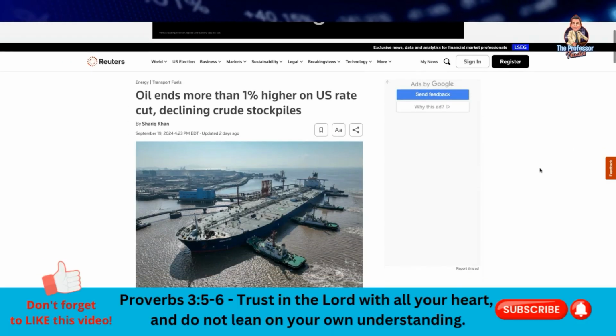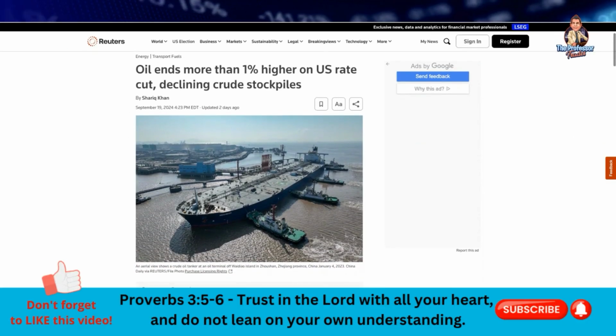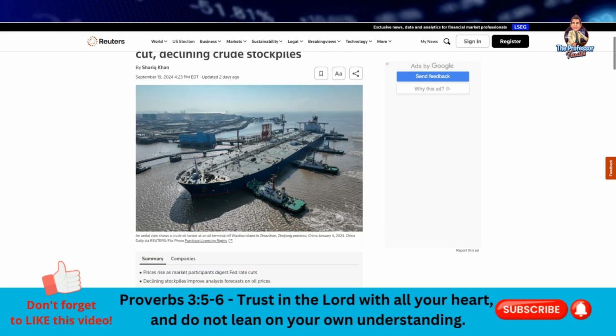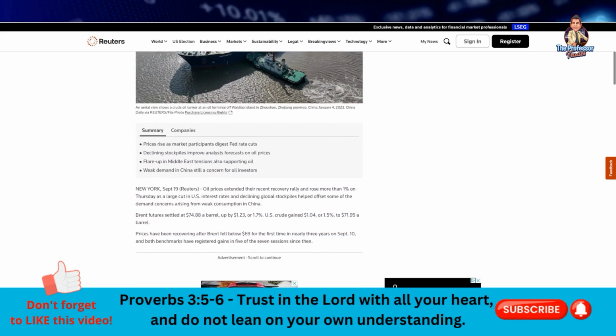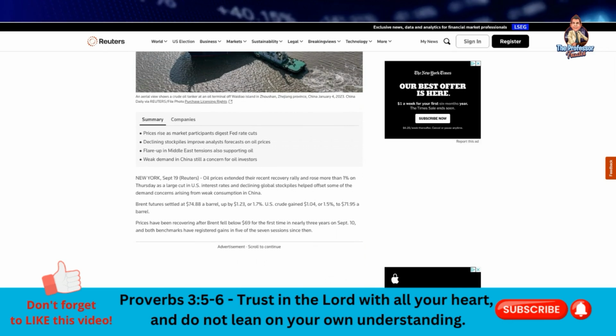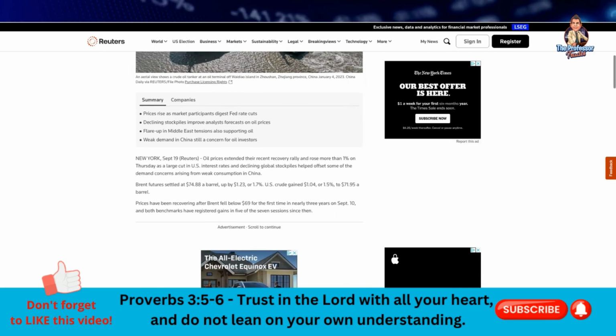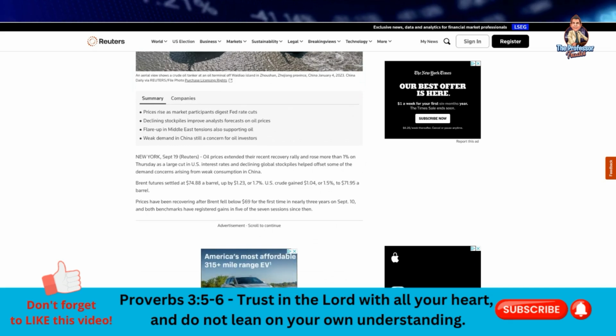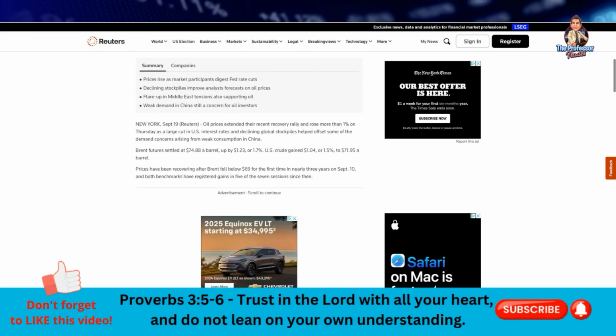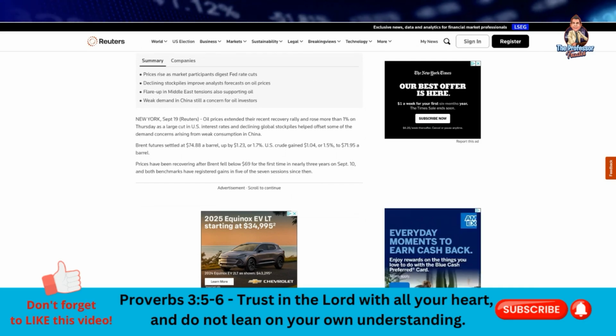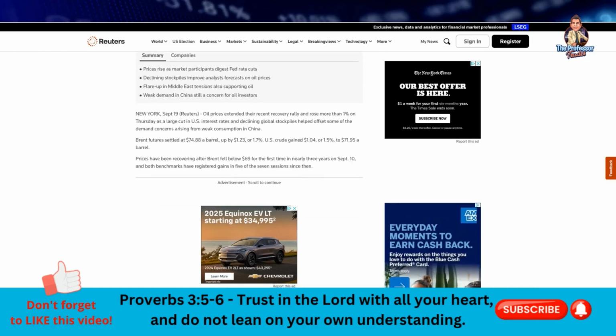Okay, so talking about crude oil, let's take a look at one of the headlines from this weekend from Reuters. Oil did end more than 1% higher on the U.S. rate cut and also declining crude stockpiles. Now, the United States is producing more oil than ever before, so this could be a little misleading. But I believe that oil did mostly rise because of the cuts that happened this particular week. And we cannot discount that we are beginning to get some more Middle East tensions that could definitely have an impact on crude oil.